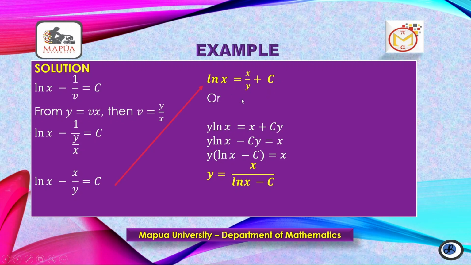Now, if you want to simplify this, we can also multiply by y. So we have y ln of x equal to x plus cy. And then transpose the cy there, becomes negative cy, and this is equal to x. Then we can factor out the y here, so we multiply by the quantity ln of x minus c. Therefore, we have the value of y equal to x over ln of x minus c. So either will be your general solution, it doesn't matter.